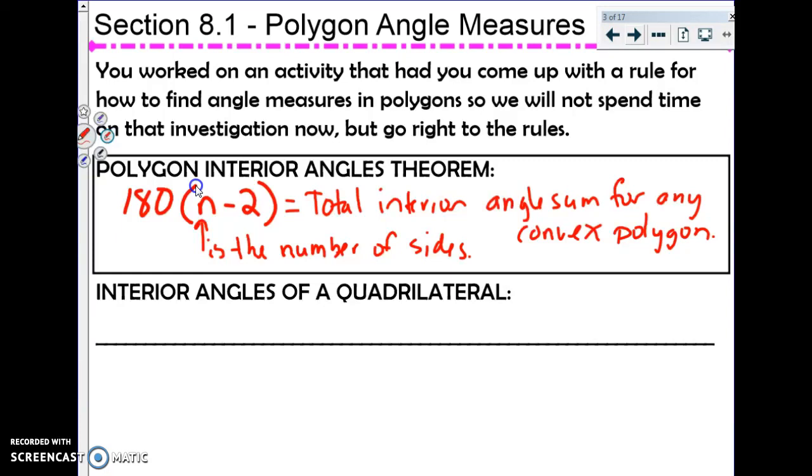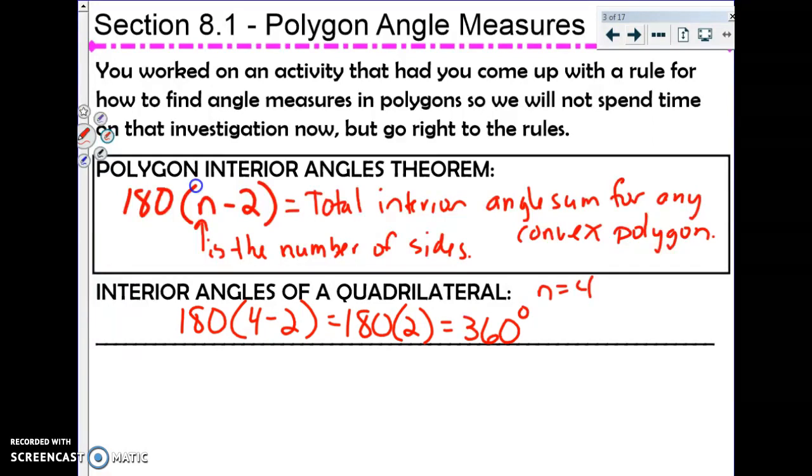If I put 3 in there, because a triangle has 3 sides, I would do 3 minus 2, and I'd get 1, and 1 times 180 is 180 degrees. So it works out. So that is a rule that you're going to have memorized. And then we can use that to get the information for the interior angles of a quadrilateral, and it's always going to be 360. And this is the math involved.